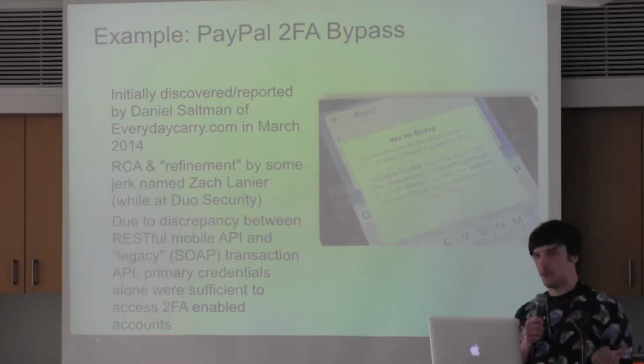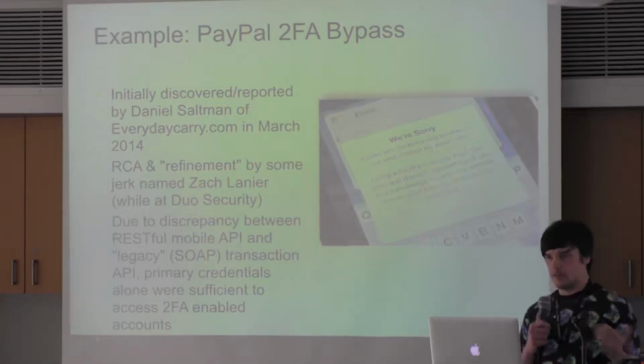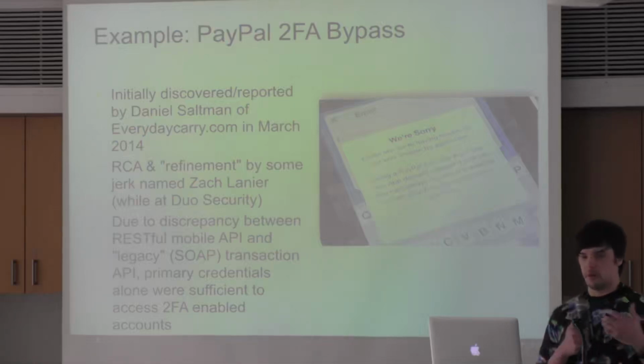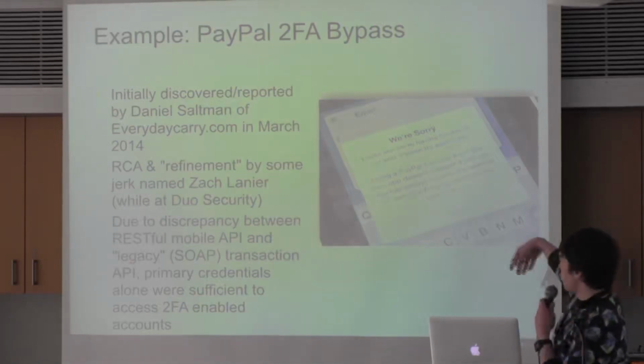You could basically just use primary credentials to conduct transactions. So even if it was a 2FA-enabled account, simply getting someone's username and password from one of the millions of dumps was sufficient to send all the money. So even an example here, you see the screenshot.